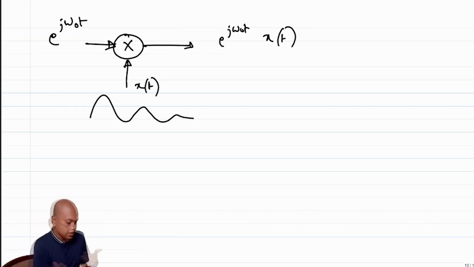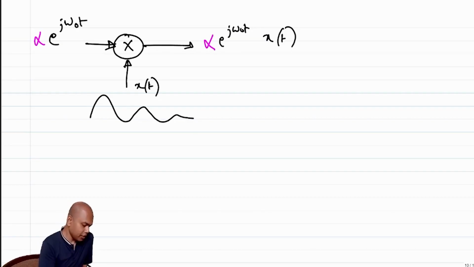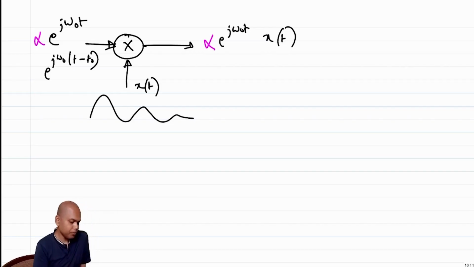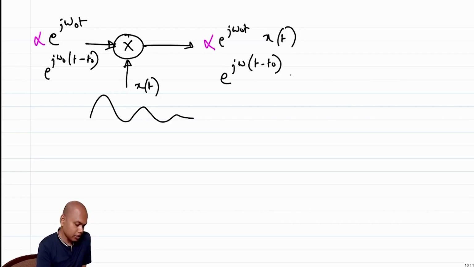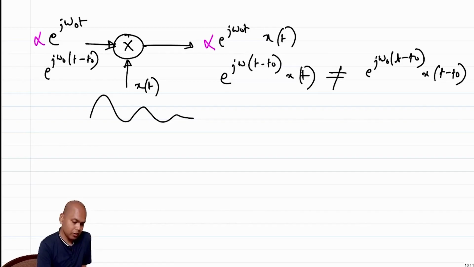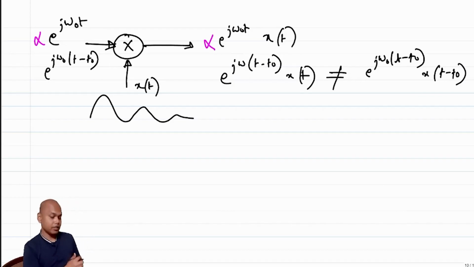But note that, is this a time varying system or a time invariant system? Firstly, is it a linear system? Sure, it's a linear system, because if I multiply the input by alpha, the output will also get multiplied by alpha. No problem, right? But what about if I shift the input? Let's say I give another input, e to the power j omega naught t minus t naught. I shift the input by t naught. What will happen to the output? The output will be e to the power j omega naught t minus t naught times x of t. Note that this is not the same as e to the power j omega naught t minus t naught times x of t minus t naught, right? So this is not an LTI system.